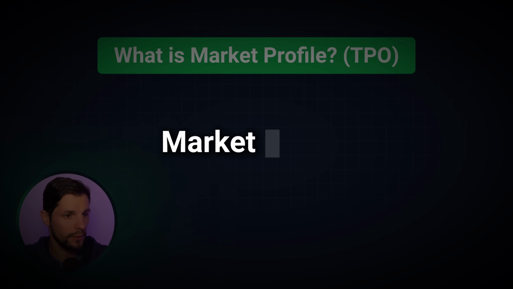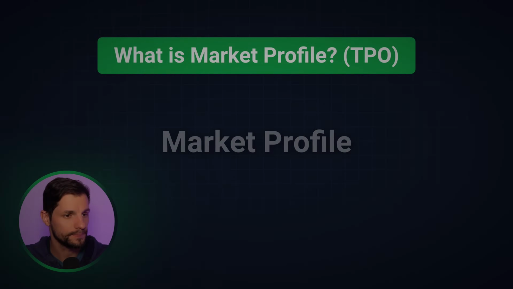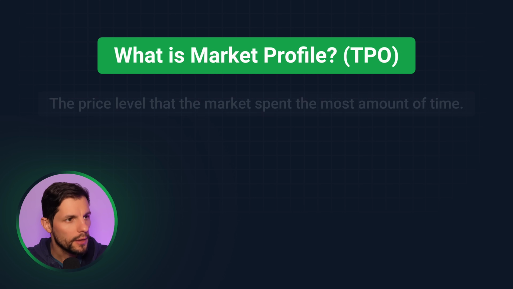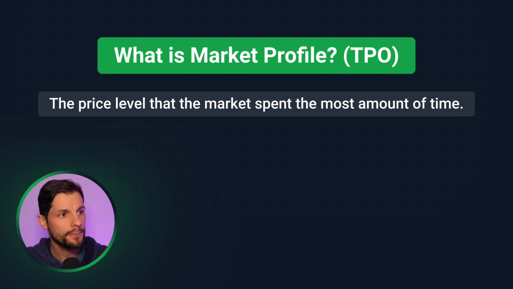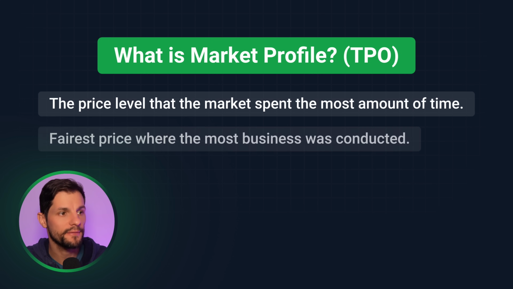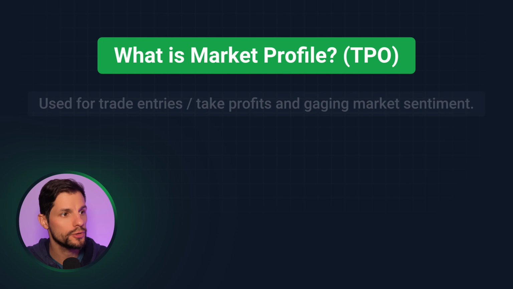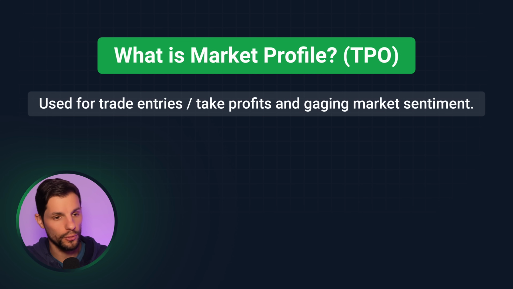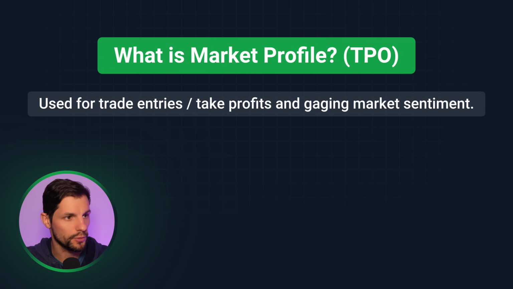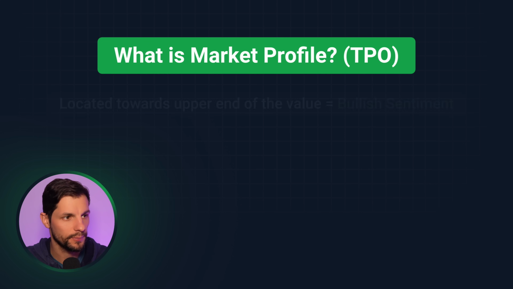Let's break down the market profile, TPO. The point of control is the price level where the market spent the most amount of time, and therefore it's the fairest price where the most business was or is conducted. I like to use the POC for different things, such as entries for trades, as well as sometimes take profits, but also to gauge market sentiment.